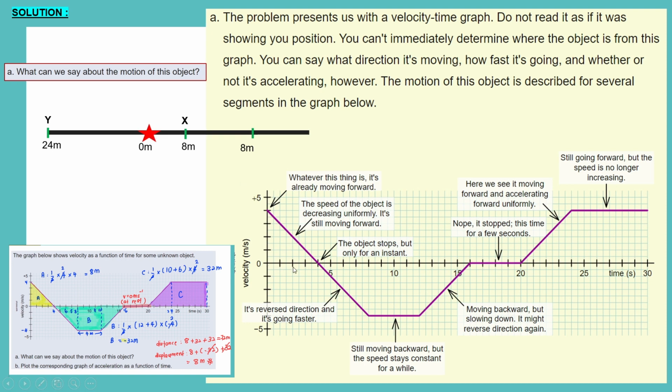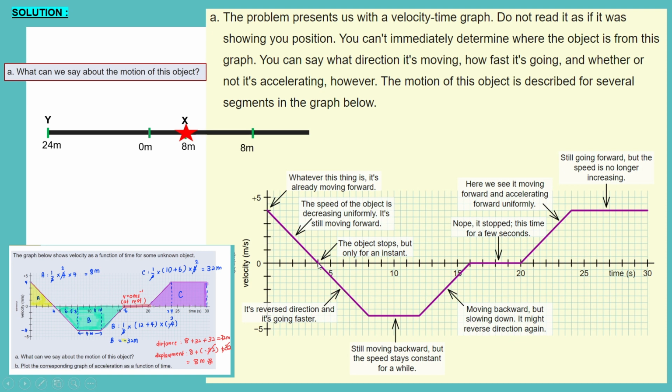Alright, so from 0 to 4 second, kita dah kira tadi, the area under the graph is equal to 8 meter. So from 0 to 4 second, the object is moving sejauh 8 meter. Alright, so from 4, look at here. From 4 to 8 second, what happened to the object? The object reverses direction and it's going faster. Why? Because the velocity is increasing. 0, 1, 2, 3, 4, and then until 5.